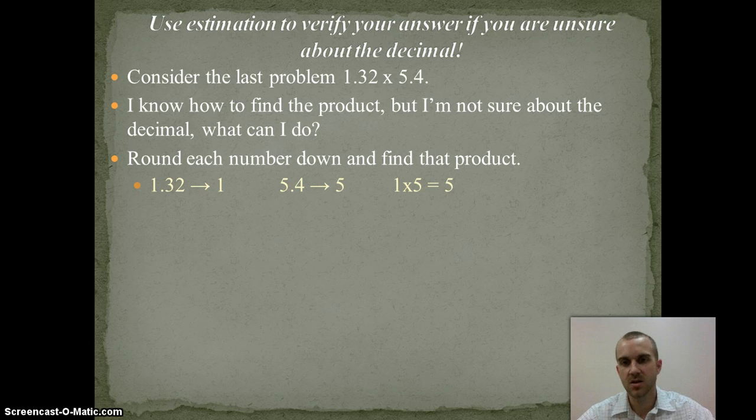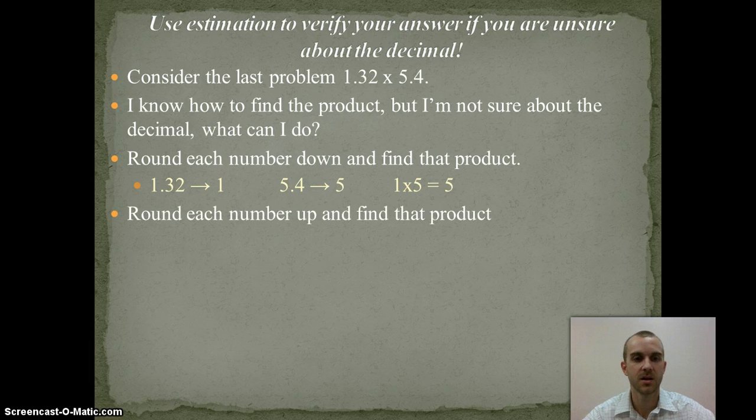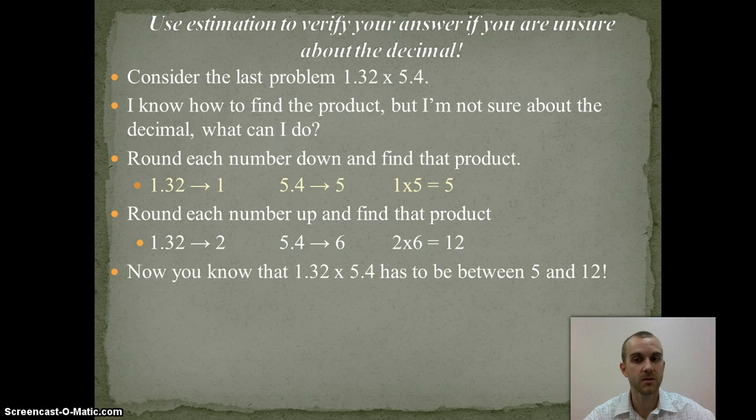Now say I decide to look instead and round up. So I could take 1 and 32 hundredths and just make that a 2. Make 5 and 4 tenths 6. 2 times 6 is 12. What that tells me is that when I multiply 1 and 32 hundredths times 5 and 4 tenths, the number should be between 5 and 12. And that's going to limit all my options I have for where my decimal place should be.